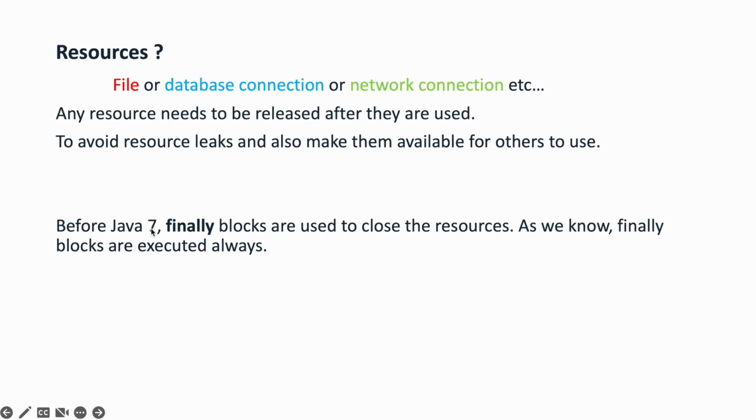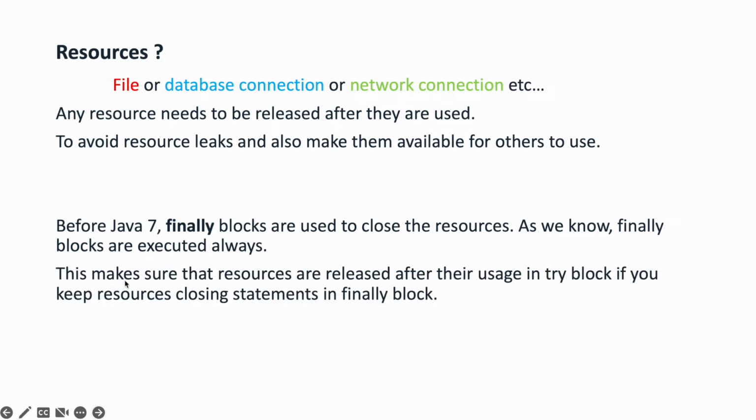Before Java 7, we were using finally blocks to close the resources. As we know, finally blocks will always be executed. That means whether an exception occurred or not, and whether the occurred exception is caught or not, it won't bother. This finally block will always be executed. So this makes sure that resources are released after their usage in the try block, if you keep resource closing statements in the finally block.